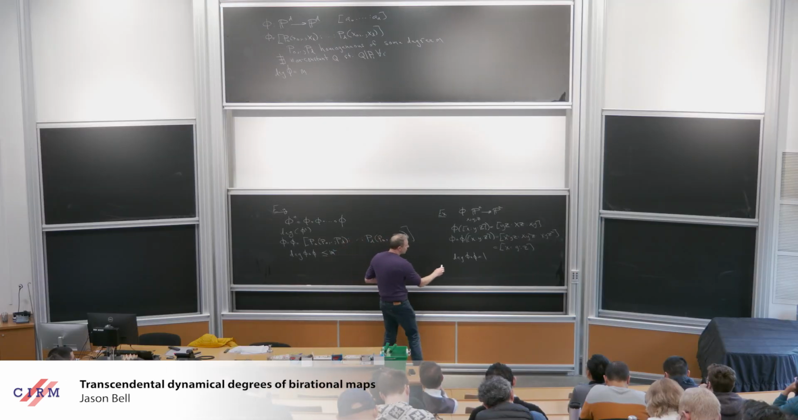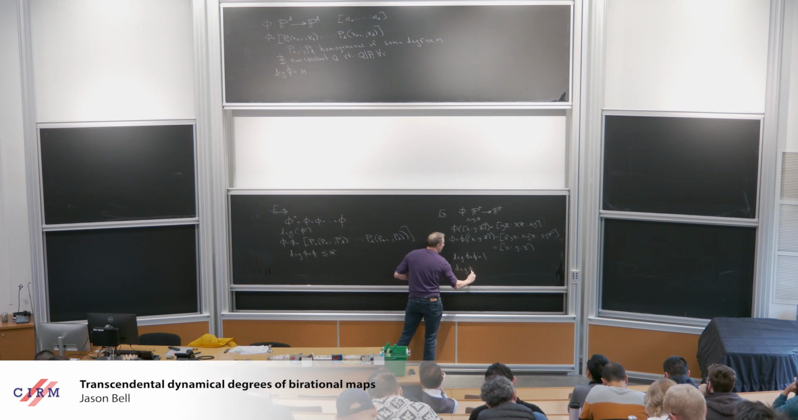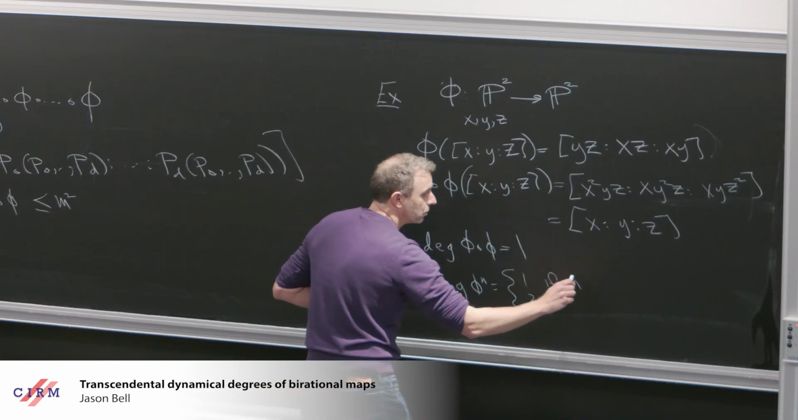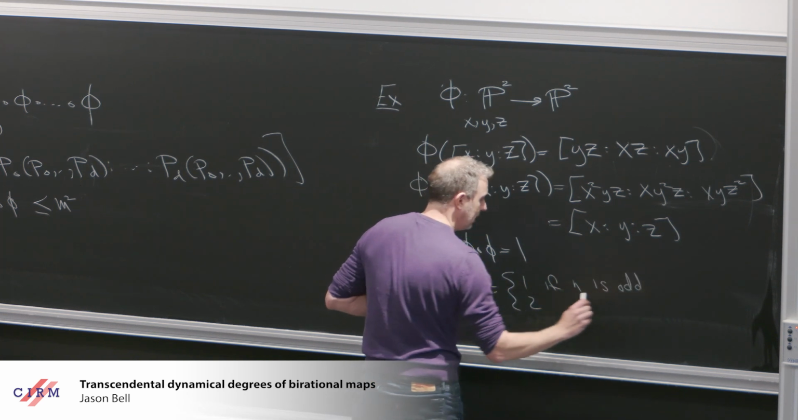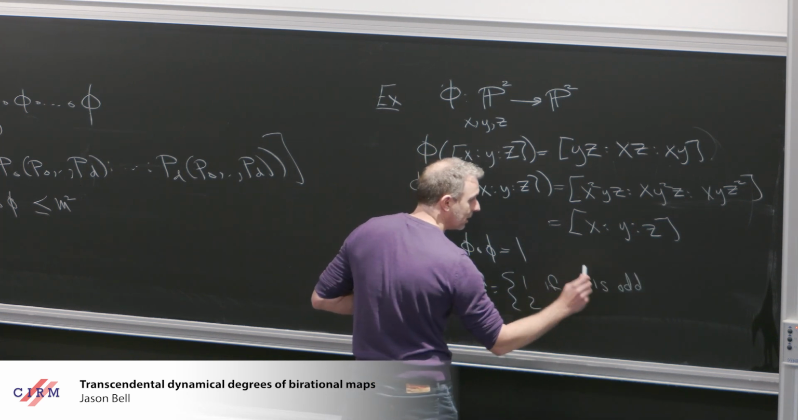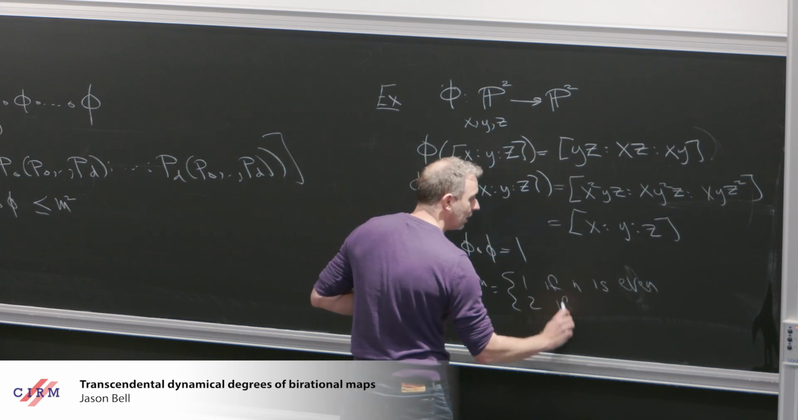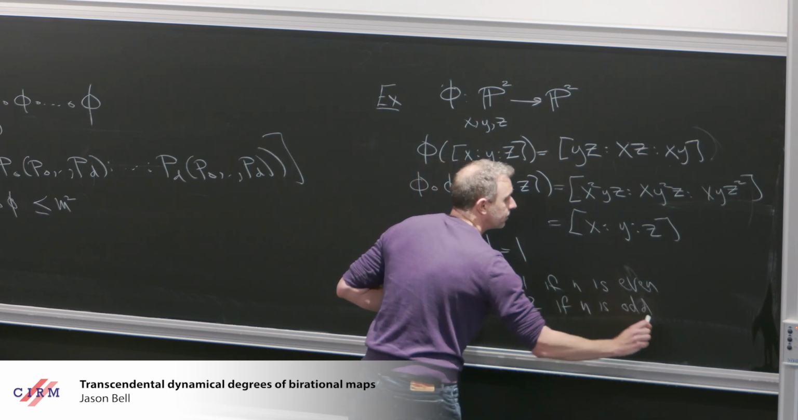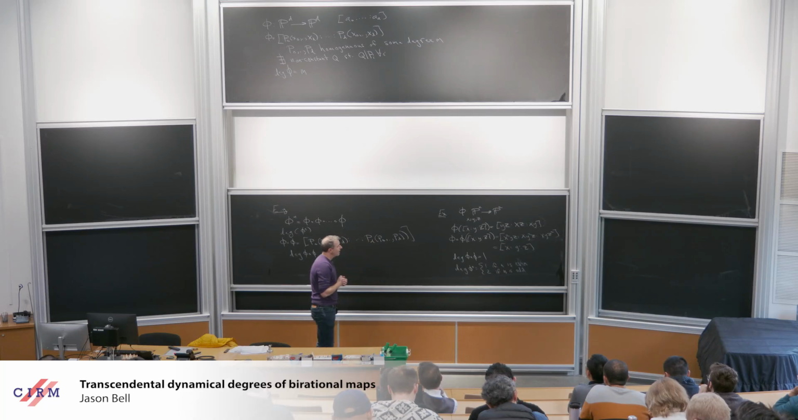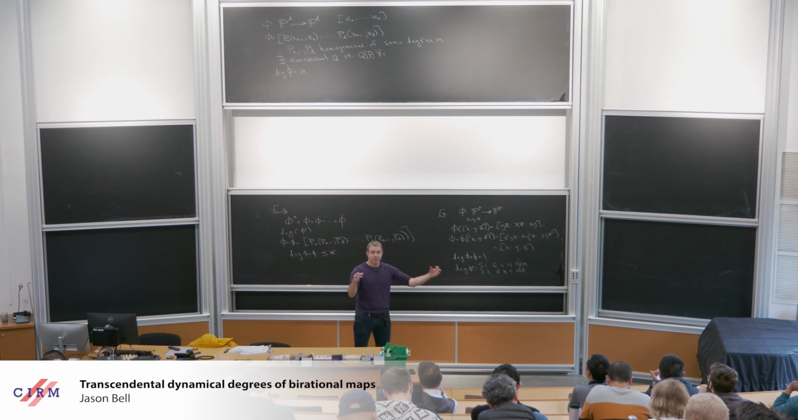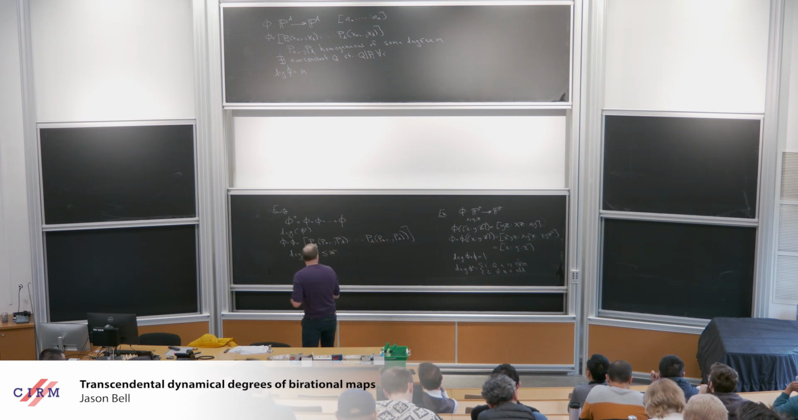And I can see that in general, I'm going to get that the degree of phi to the n is either 1 or 2. It's 2 if n is odd, and 1 if n is even. And what I can think is that dynamically, this sequence is telling me that this map is fairly tame, right? It's just an involution on projective space.